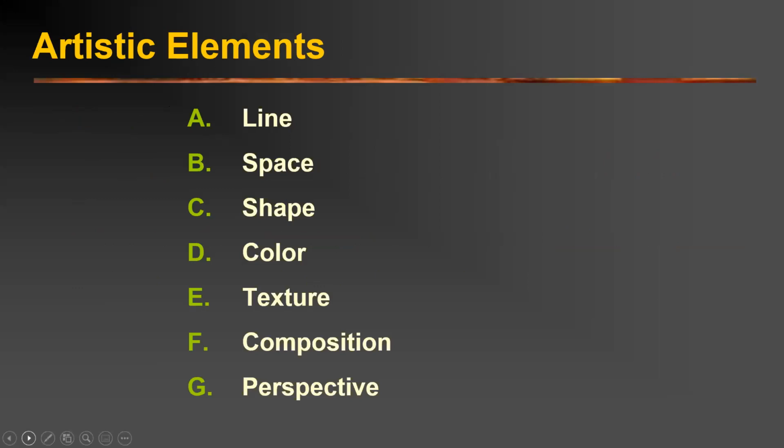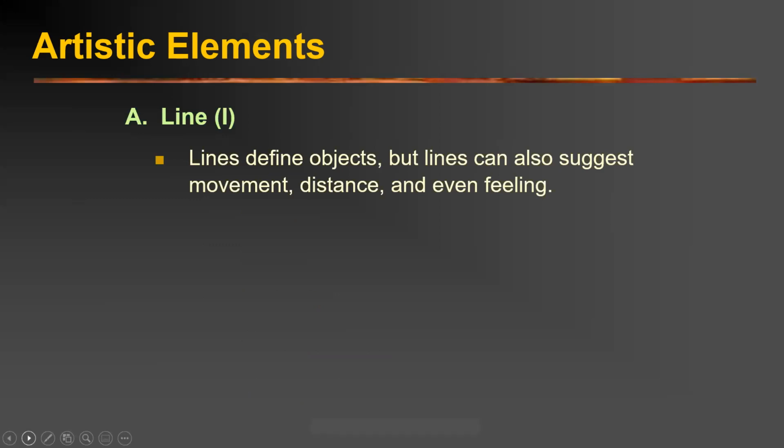Another thing that we need to consider whenever we are creating or analyzing picture storybooks. So the first one kanina, we have the storytelling elements. This time we'll have the artistic elements. So artistic elements composed of several components: the line, space, shape, color, texture, composition, and perspective. Let's start with the lines.